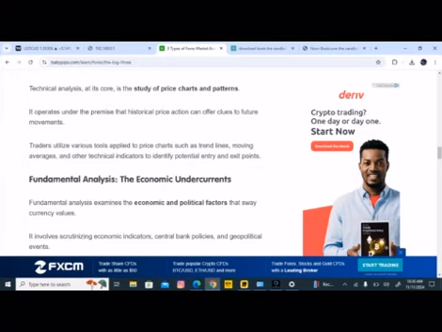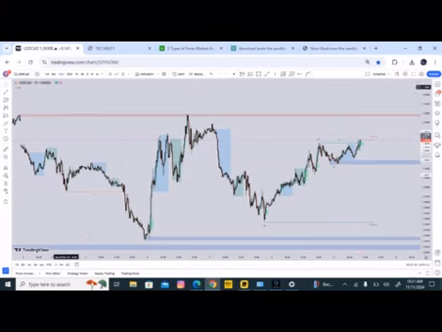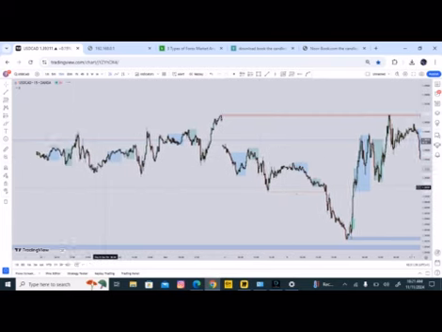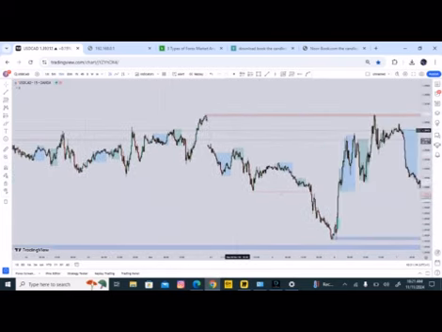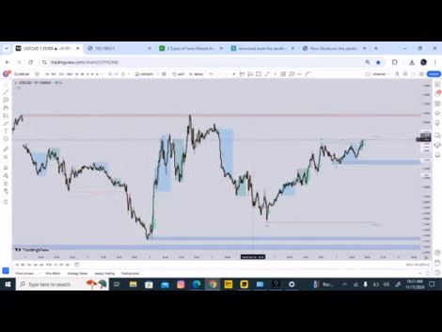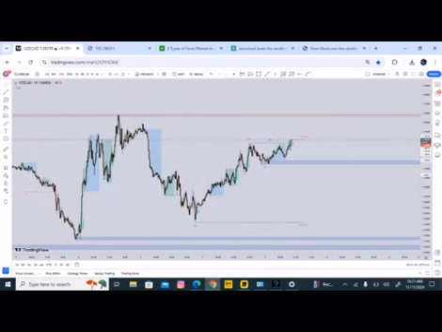So, technical analysis is based on history, right? As you see on our chart right here, if you want to do technical analysis, it's based on past price action. What has happened in the past, that's what you use to determine what is going to happen in the future.